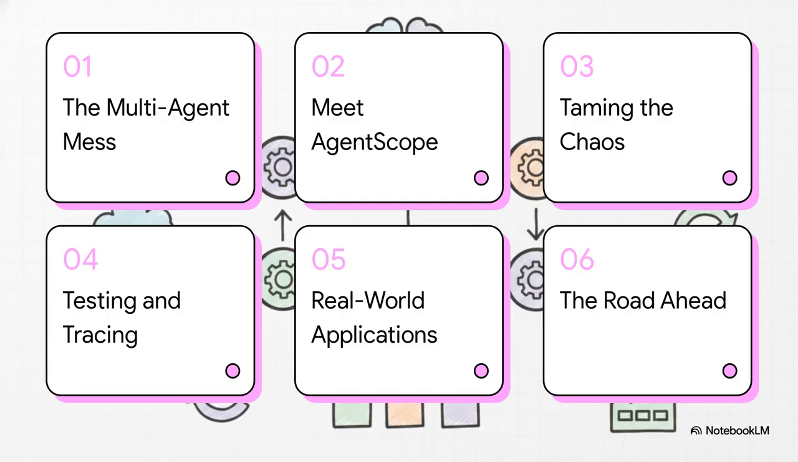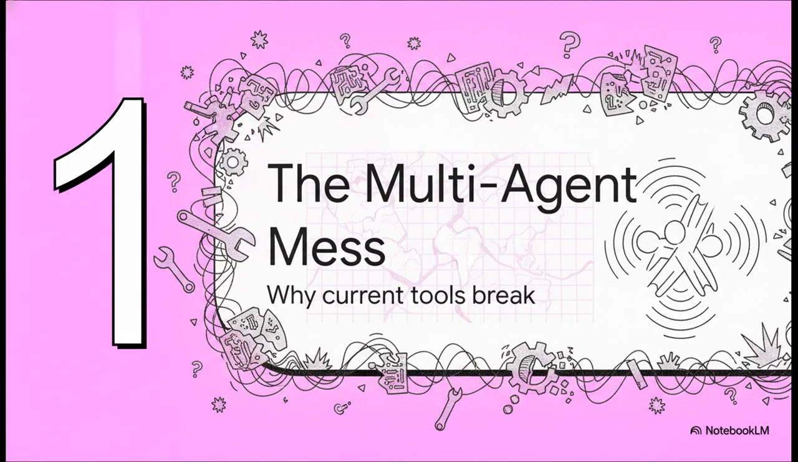So here's our agenda for today's explainer. First, we'll unpack the multi-agent mess. Then we'll meet AgentScope and see how it actually tames that chaos. After that, we'll dive into testing and tracing, check out some real-world applications, and finally, take a look at the road ahead. Section 1. The multi-agent mess. Why current tools are breaking.